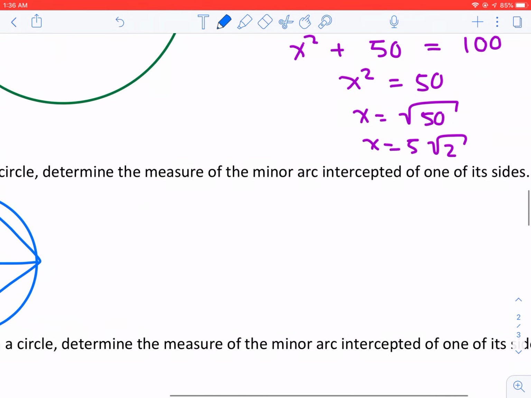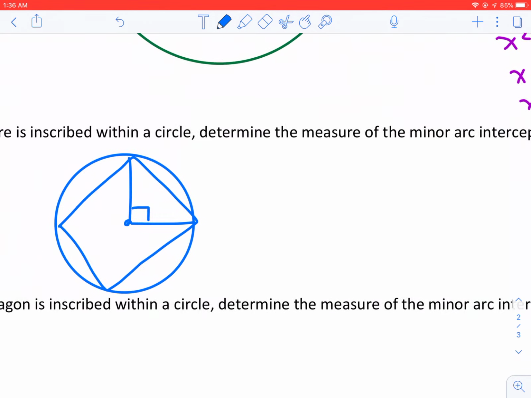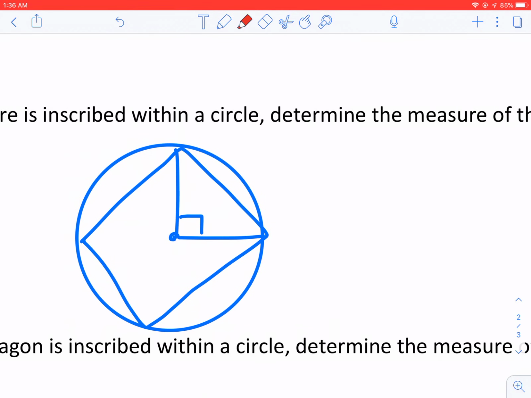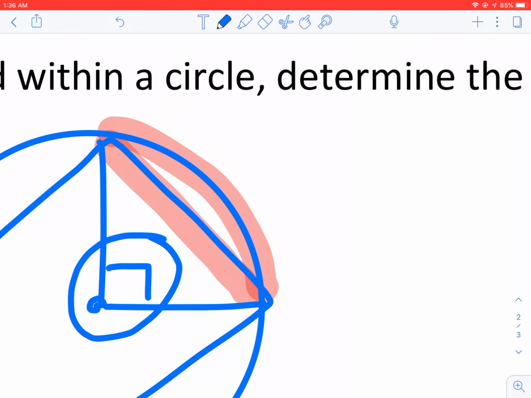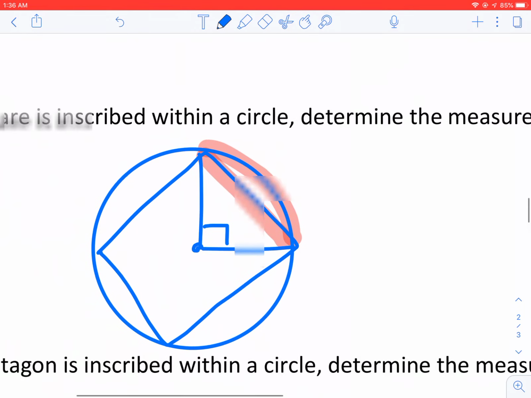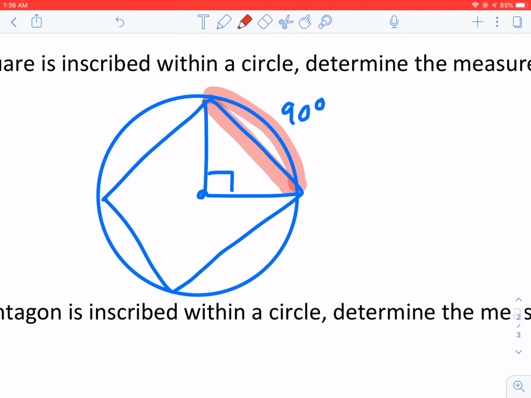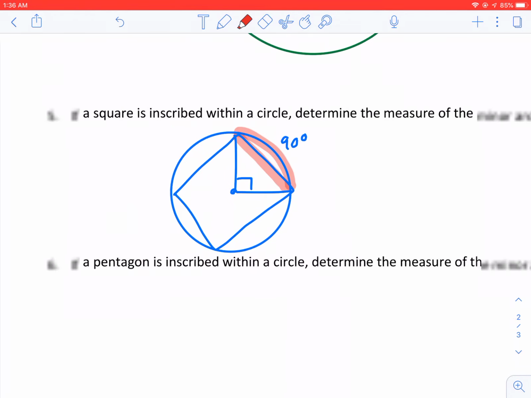Find the measure of the minor arc intercepted by one of its sides. So here's one side of the square. The measure of the intercepted arc is going to be the same as the measure of the central angle, which intercepts that arc. So that's 90 degrees. If it asks for the major arc, that would be this one, and of course that would be 270 degrees.